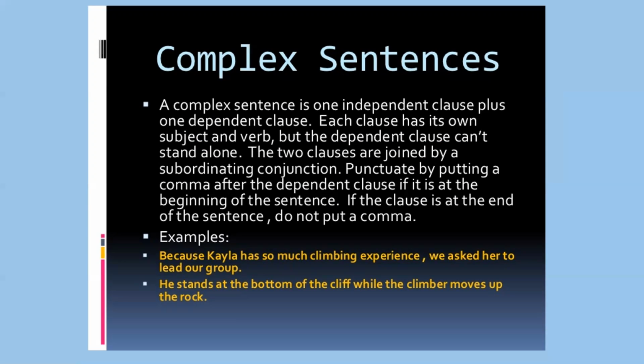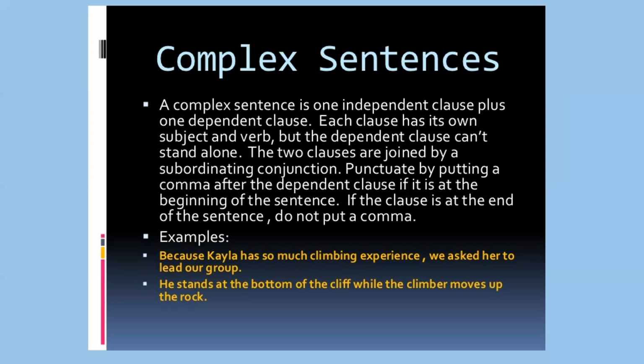And if I say, because Kyla has so much climbing experience, then with just "because Kyla," a question mark comes in our mind: then what? So the first one is what? A dependent clause, and after that we have put a comma. That means that is a dependent clause, and then the independent one. So in complex sentences, one independent clause is there plus one dependent clause. Both scenarios are there.